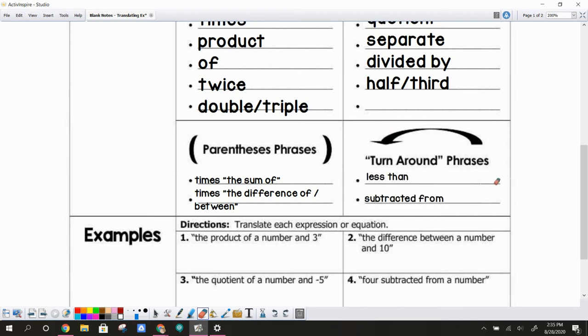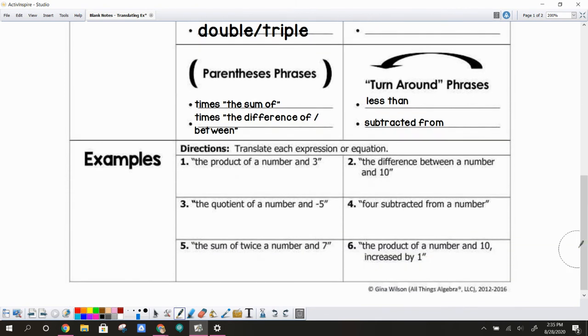For a turnaround phrase, these are the two starred ones from up at the top in subtraction. If you see less than or subtracted from, that means that you're turning the whole thing around. So if it says 6 less than 5, you're going to do 5 minus 6 as your actual expression because it's a turnaround phrase. All right, so we have a couple examples just to go through so you can see what this would look like with expressions, and then with equations, and then with inequalities as well.